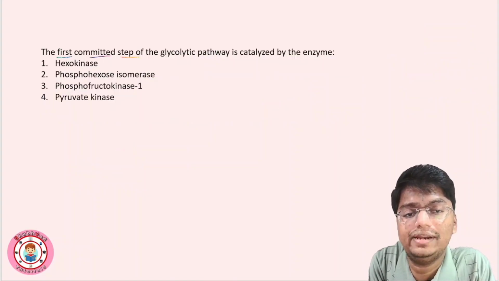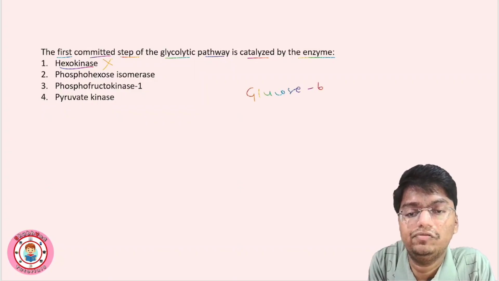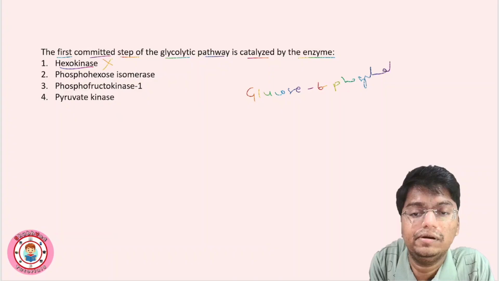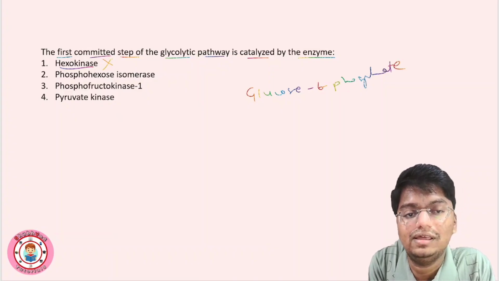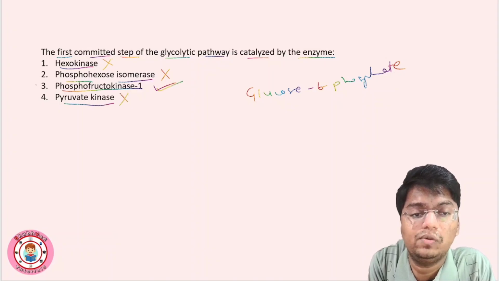The first committed step of the glycolytic pathway is catalyzed by the enzyme... First committed step, don't confuse it with hexokinase. Wrong. Hexokinase is the first step in which glucose 6 phosphate forms, the first product of glycolysis. Next is phosphohexose isomerase. No. Phosphofructokinase 1. Yes. Pyruvate kinase. No. So option 3 will be the answer.